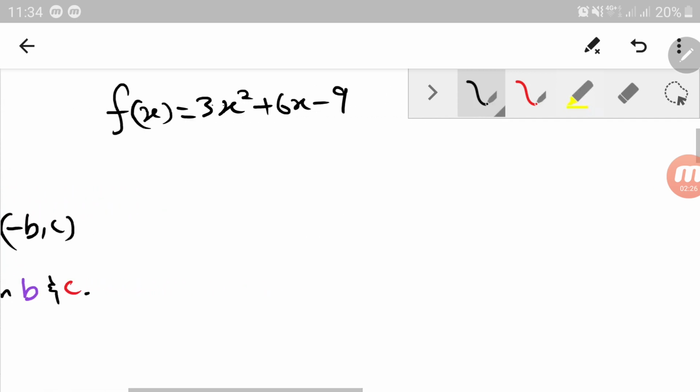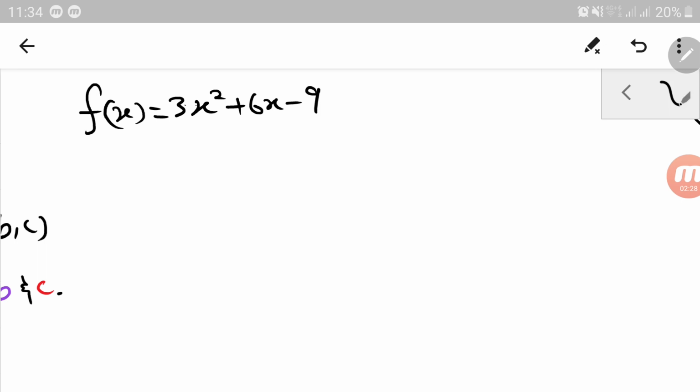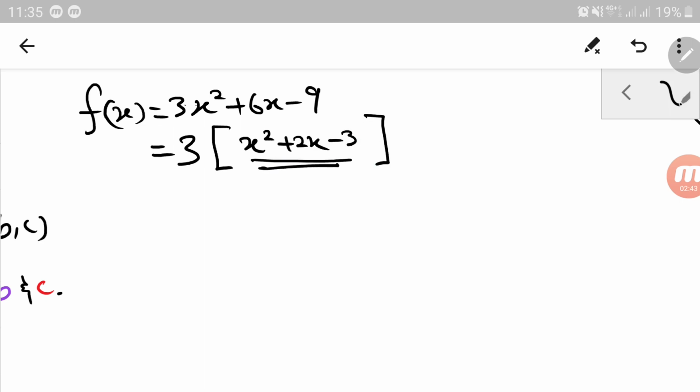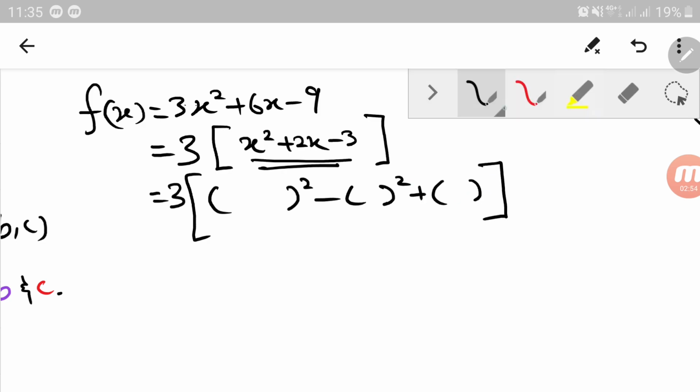Now let's do one example. For this one, remember to perform CTS, the coefficient of x squared must be 1. So in order to get that, we have to factorize like this: 3 times (x squared plus 2x minus 3). Now we perform the CTS for the whole lot inside. The 3 is just ignored, and then it is the big box minus the small box plus c. Now what is our c? Our c is minus 3 only.